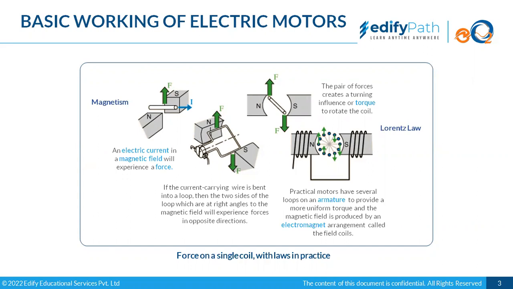If the current carrying wire is bent in a loop, then the two sides of the loop which are at right angles to the magnetic field will experience forces in opposite directions. Practical motors have several loops on an armature to provide a more uniform torque, and the magnetic field is produced by an electromagnet arrangement called the field coils. So the basic concept remains the same.